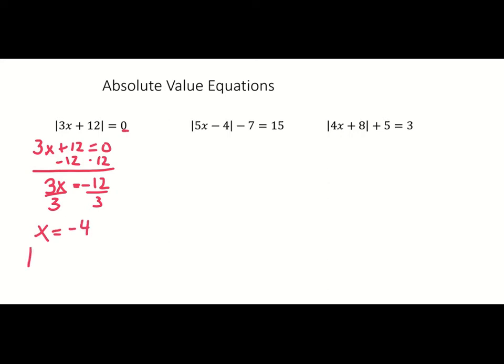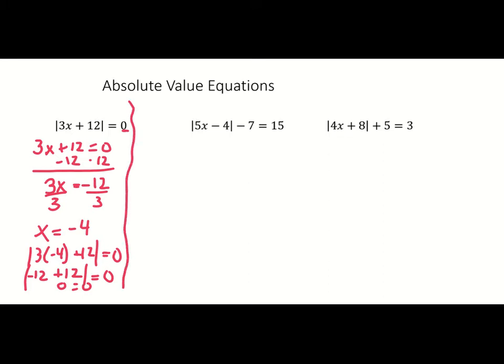If we do 3 times negative 4 plus 12 in our absolute value symbols, that gives us negative 12 plus 12. And that would equal 0. So that does check out. So that one's good. Okay, for our next one, we are actually going to create two equations here.